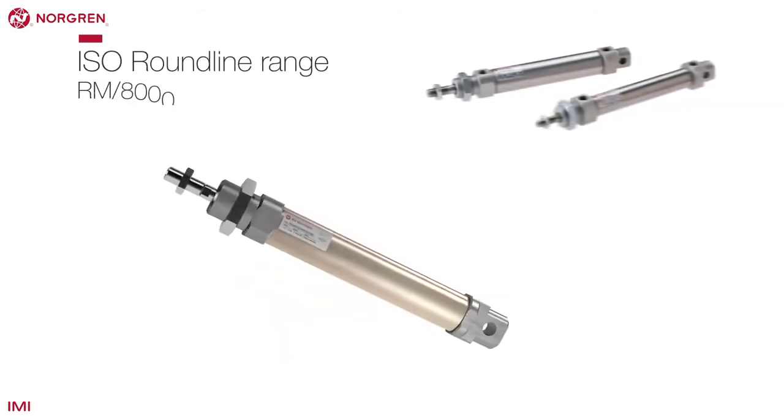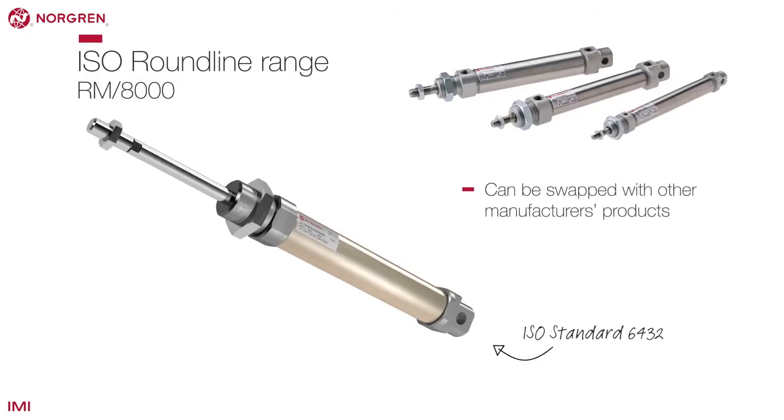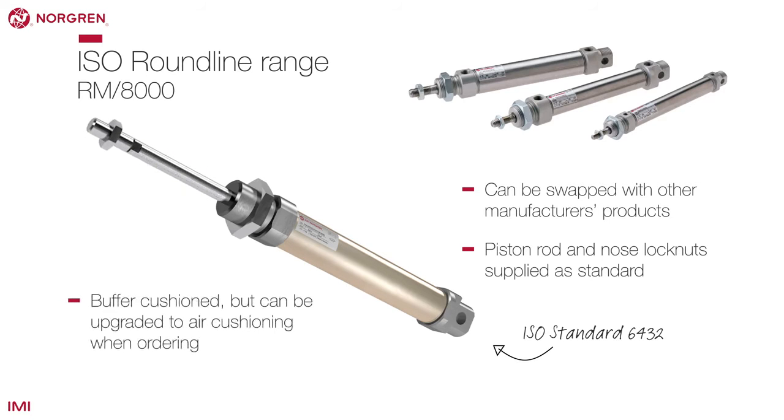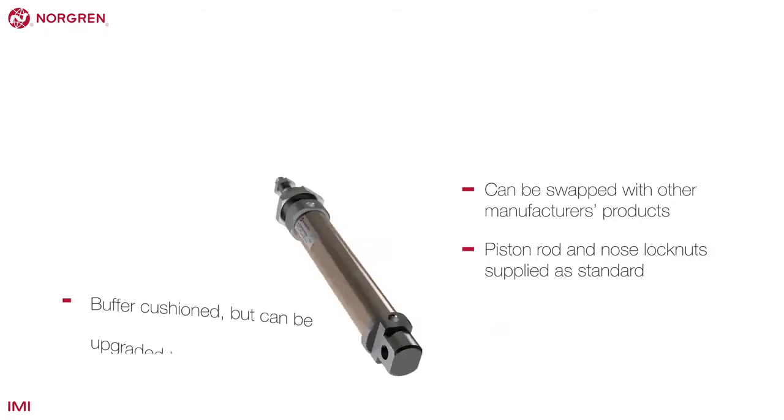The ISO Roundline range conforms to ISO standards, meaning they can be swapped with any other manufacturer's products that meet the same standard. They are ready to use with the piston rod and nose lock nuts included, but a full range of accessories are available if required. They are buffer cushioned as standard, but can be upgraded to air cushioning when ordering.